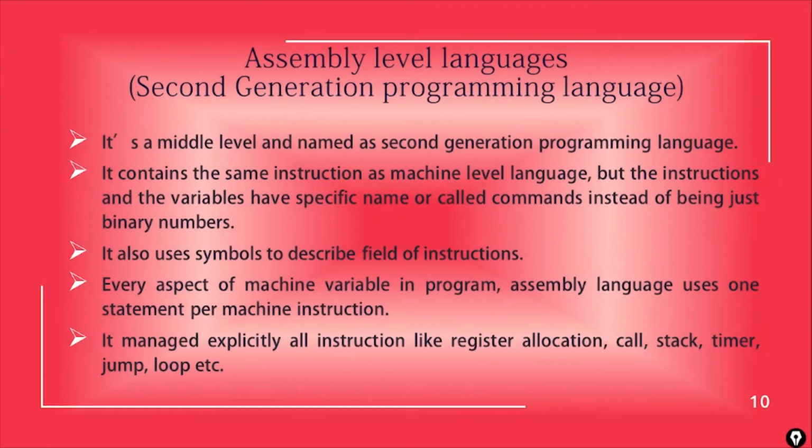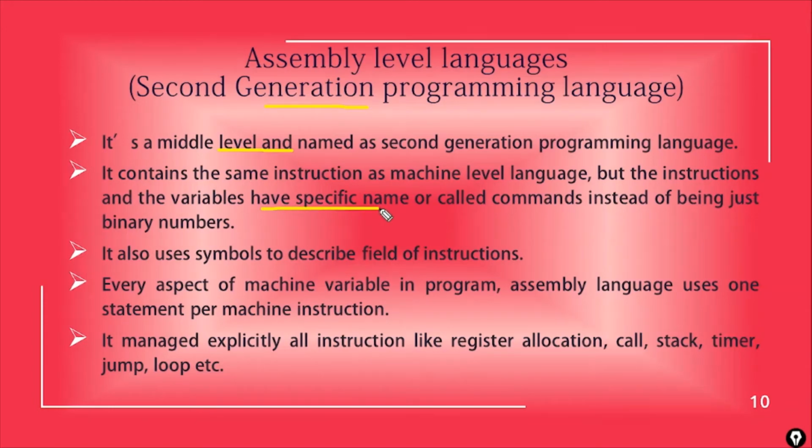And next is assembly level language. These are the second generation programming languages. It is the middle level and is named the second level or second generation programming language. It contains the same instructions as the machine level language, but the instructions and the variables have specific names called commands.